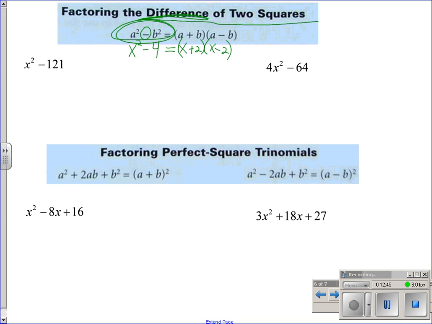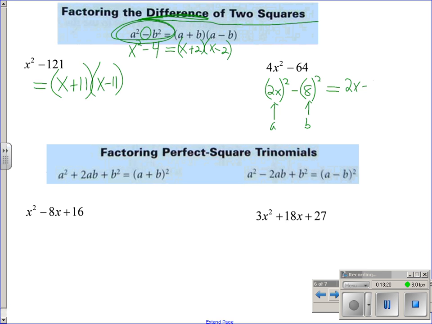So x squared, that's a perfect square. 121 is a perfect square. So this will factor to x plus 11, x minus 11. All right, for the second example, 4x squared, that's really just 2x quantity squared minus 8 squared. So it is a difference of squares pattern. So to factor it, that 2x is our a value, 8 is our b value. So we have 2x minus 8, 2x plus 8.